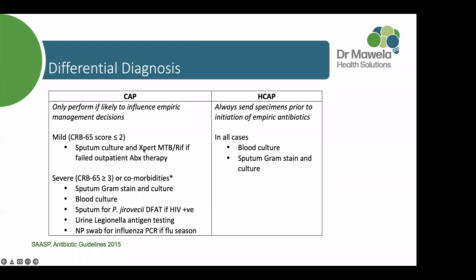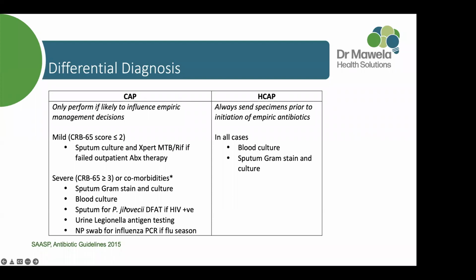So probably we can just get away with starting him on oral antibiotics and investigating him for TB. But if he was very sick, coming in with a CAP score of 3 or more, we then want to do further studies like your sputum. You still check for TB, but you want to do a gram stain to check for bacteria that might grow.